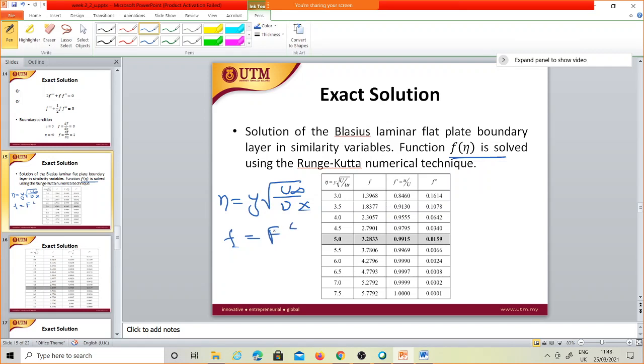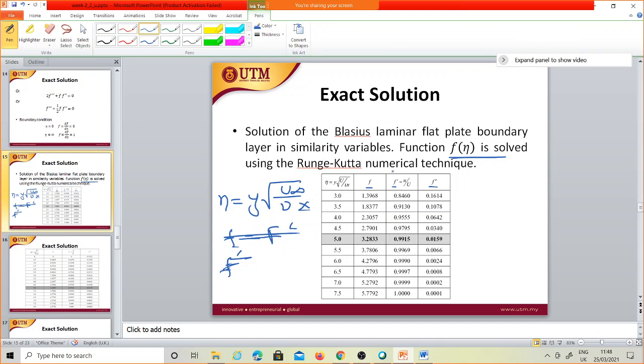Hold on, I mixed up. I'm sorry. This is not small f. It should be capital F, according to my derivation. There is no small f in your equation, right?